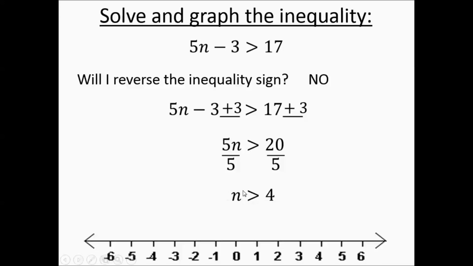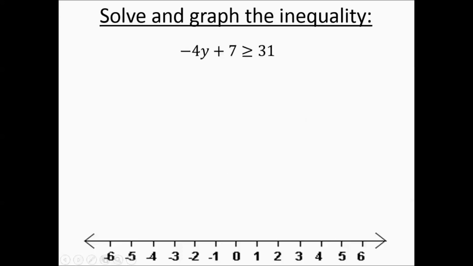So this will be what kind of dot? Open or closed? It'll be open at 4 and going to the right. So 4 itself won't work, but I'm going to plug in a 5 just to see if it works. So 5 is greater than 4, and then I'm going to plug it in here. 5 times 5 is 25, minus 3 gives me 22, which is greater than the 17. Go ahead and see if you can figure out this one, if you want to pause it.